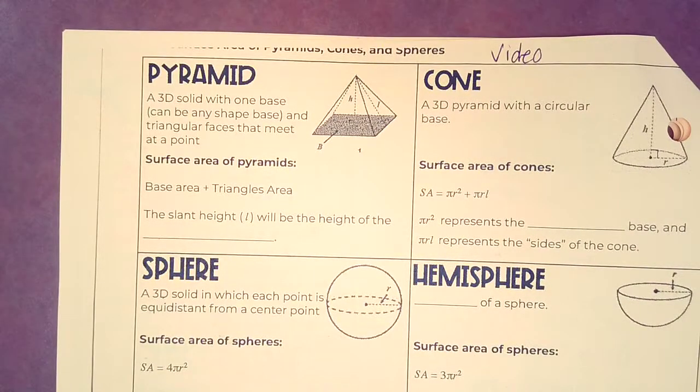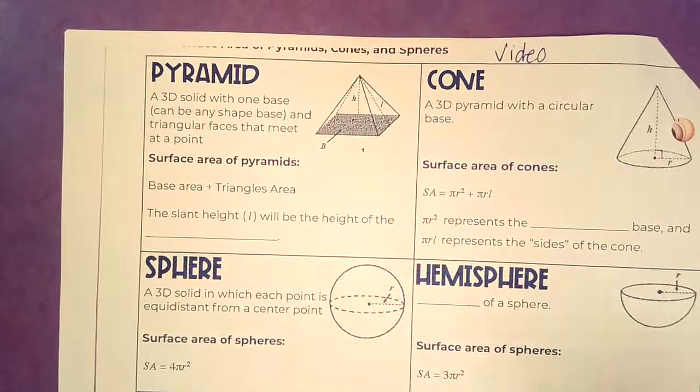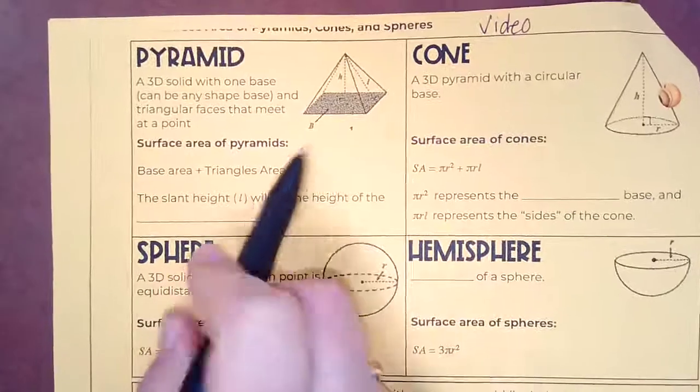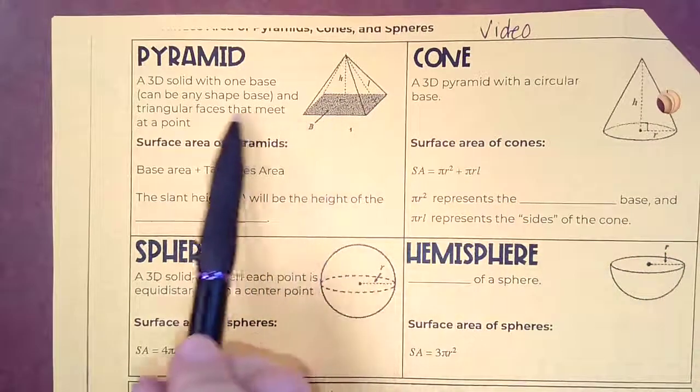So for a pyramid, this is a 3-dimensional solid with one base. The base can be any shape, and it comes to a point. So we don't have 2 bases, just one. All right, so the surface area for the pyramid, we're going to find the surface area for each face.